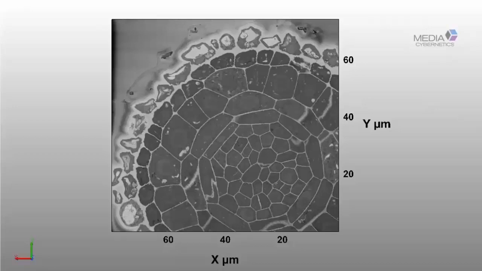So for an example of FIB-SEM using the NX5000, what you're going to see is a root tip, looking at plant cells for a biological example. And so in this case, we're going to really highlight the major three capabilities when you're doing FIB-SEM and want to analyze that data.